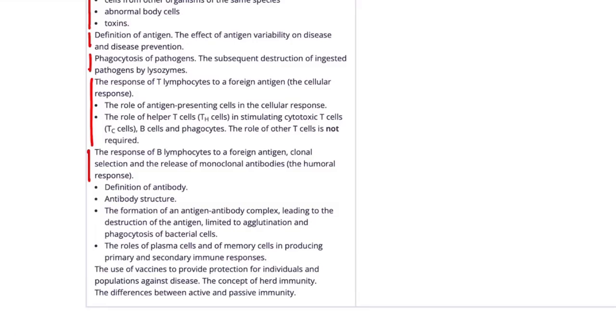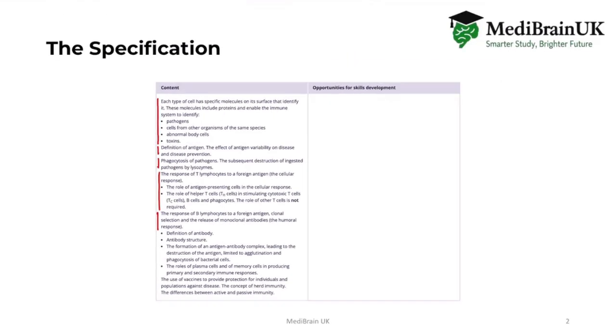Now, most exam questions that get asked from this area of the spec normally come from the vaccines part, vaccines and immunity, that sort of aspect. There are actually very few questions which come up in terms of T cells, B cells, phagocytosis. However, they do come up, so it's really important that you do understand the concepts behind them.